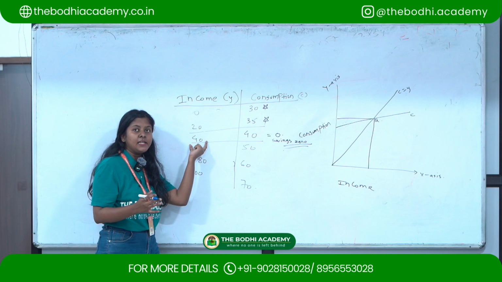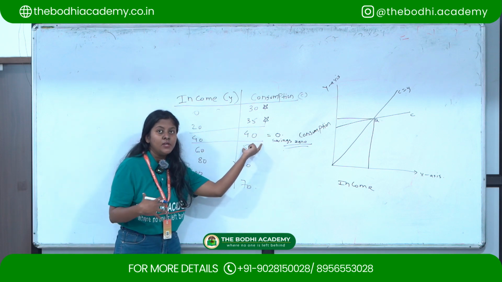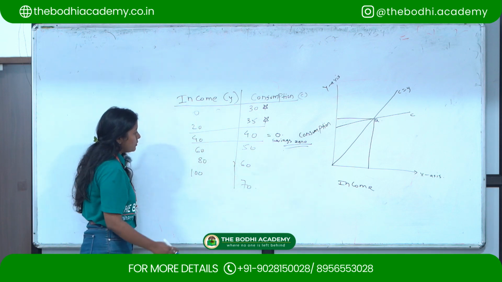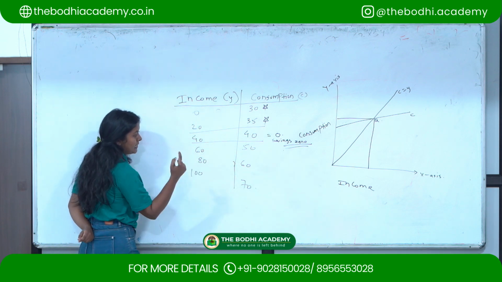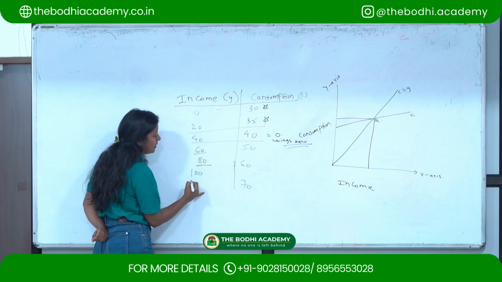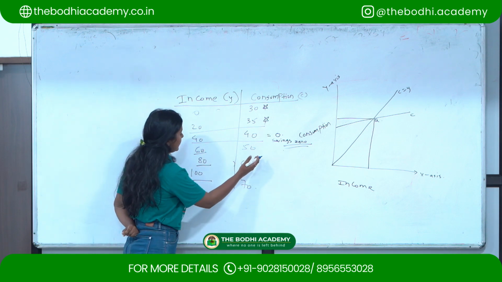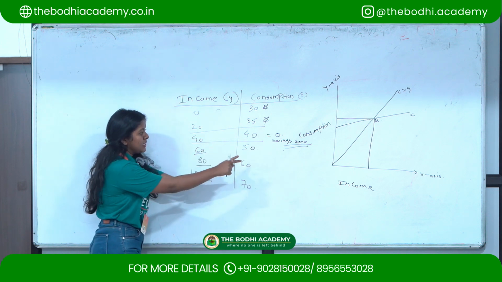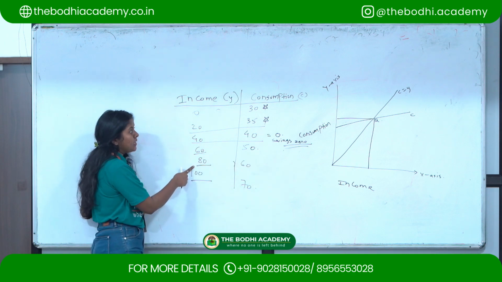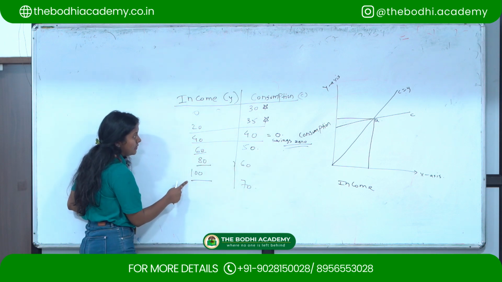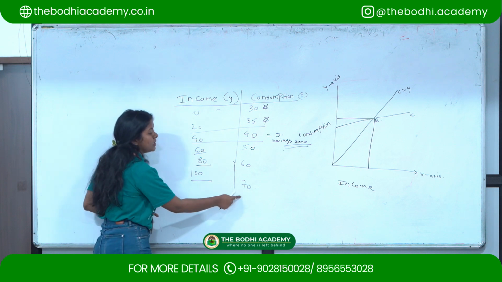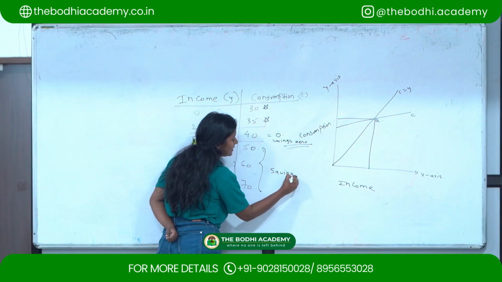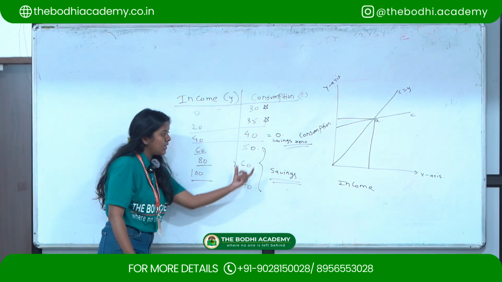Whatever income they are getting, they are just spending it on consumption. So here they are not saving anything. But as the income rises to 60, 80, 100, you can see a decrease in the consumption relative to income. If the income is 60, consumption is 50. If the income is 80, consumption is 60. If the income is 100, consumption is 70. It means that as the income increases, people have started to save their money.